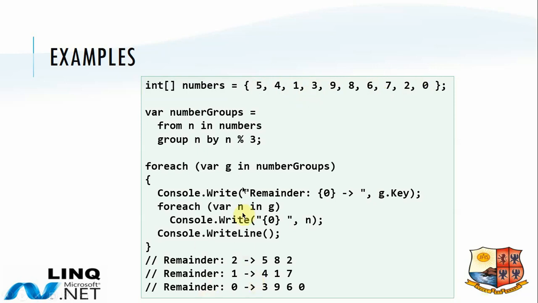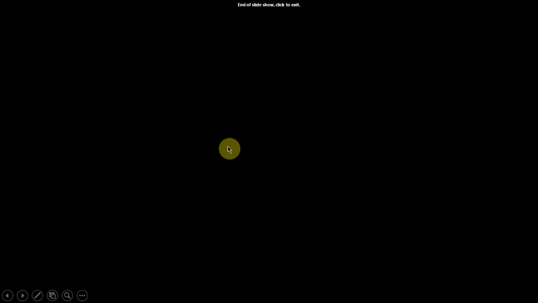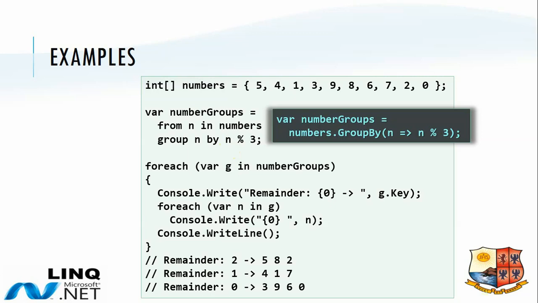So I'm grouping it by the remainder I get. The remainder I'll get is 0, 1 or 2. In 0, I have 3, 9, 6, 0. These are the numbers which give 0 when I mod them. Then 1, 4, 1, 7, and 2, 5, 8, 2. This is how you group by. The output is based on the key, the key values by which you are grouping them. So with that I'll stop for today. Just put that here.